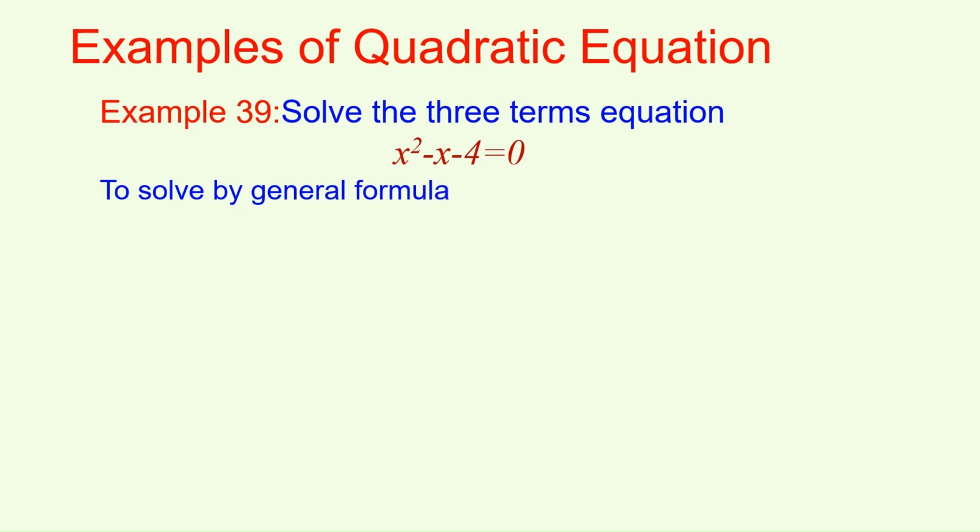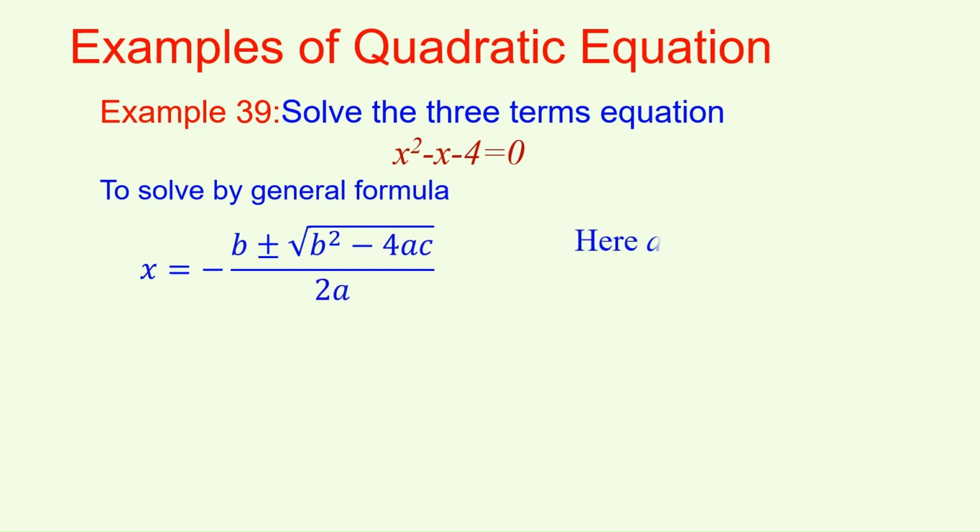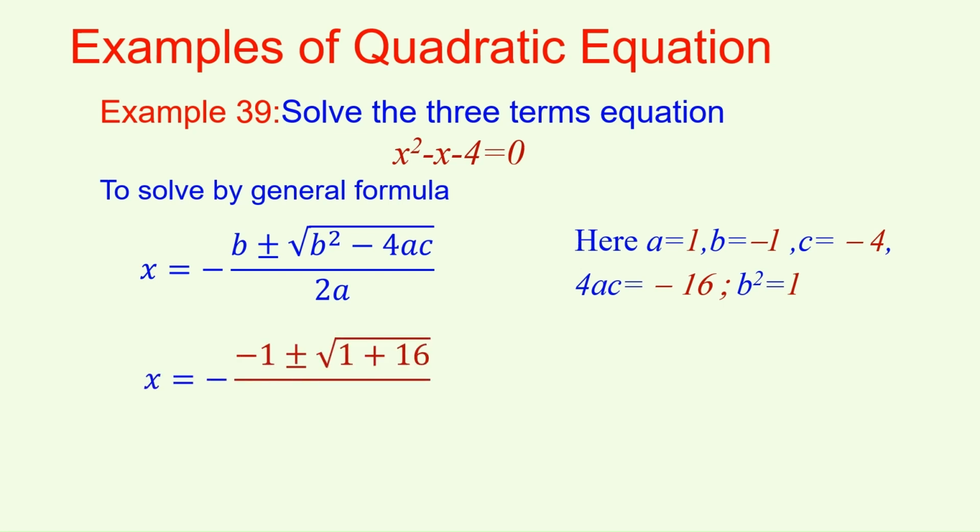Example 39. Solve the three terms equation x squared minus x minus 4 is equal to 0. To solve by general formula. Here a equals 1, b equals minus 1, c equals minus 4. For ac equals minus 16, b squared equals 1. Putting the values in the formula we have, the solution is x equals 1 plus minus square root 17 divided by 2.